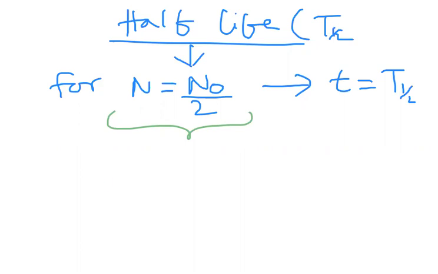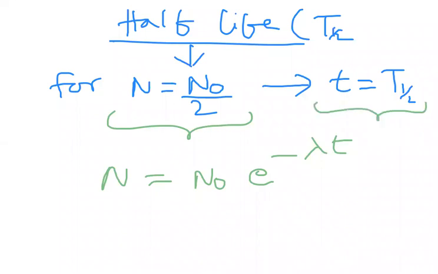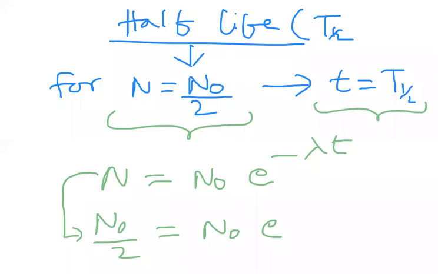Now, let us observe. Just now we said that N is equal to N0 into e power minus lambda t. Suppose t is equal to t of half. What is the N value? Just substitute here: N is equal to N0 by 2. When I write the N value as N0 by 2, this t becomes the half life. Observe carefully, N0 cancels on both sides.